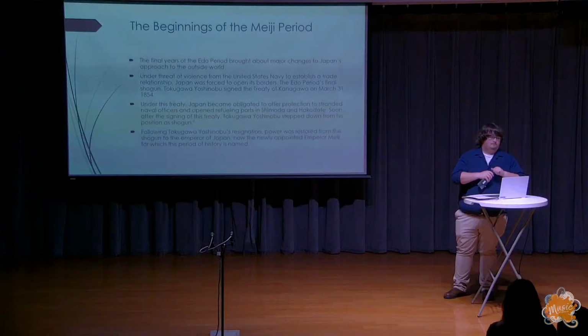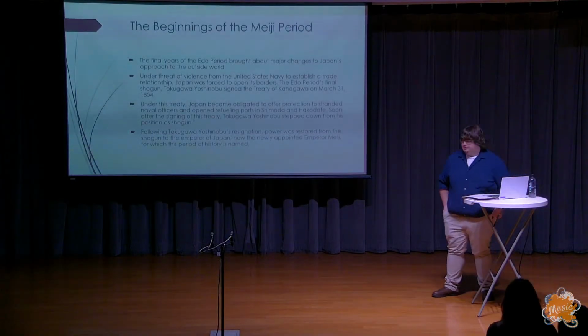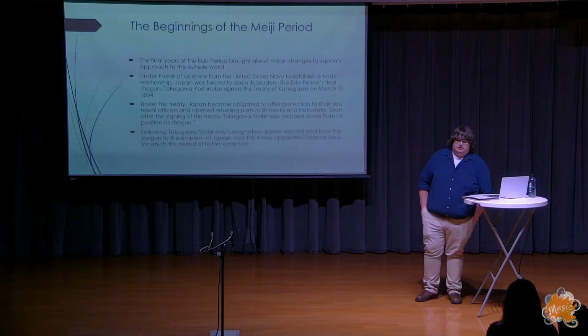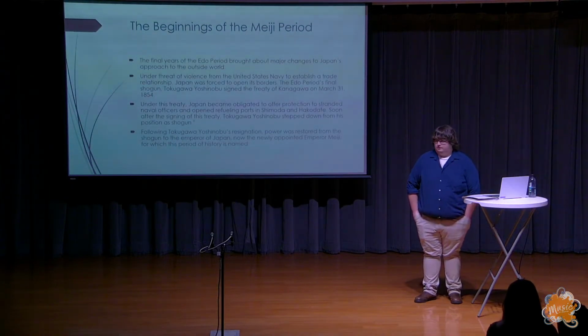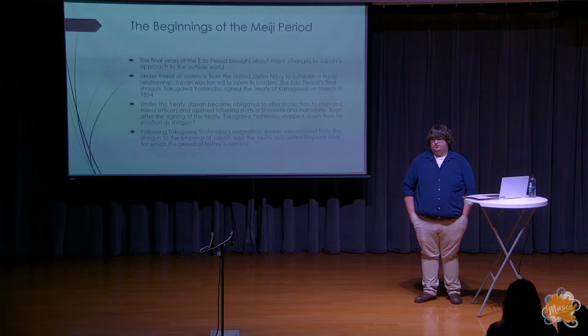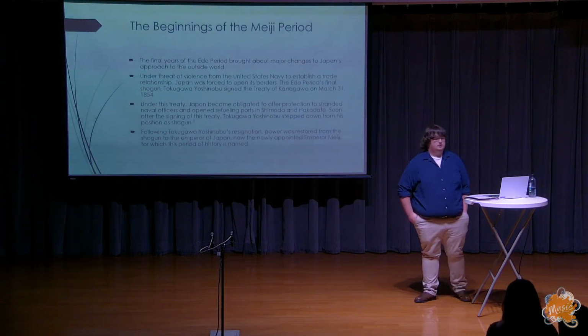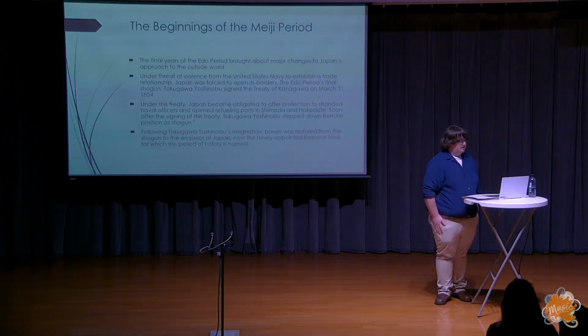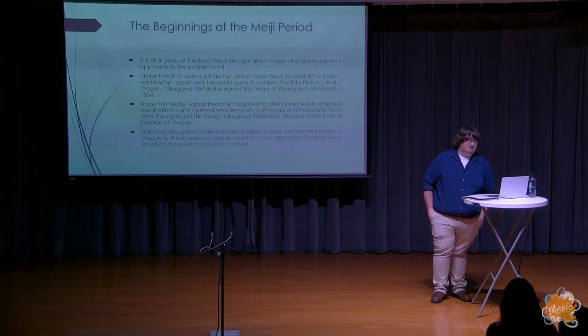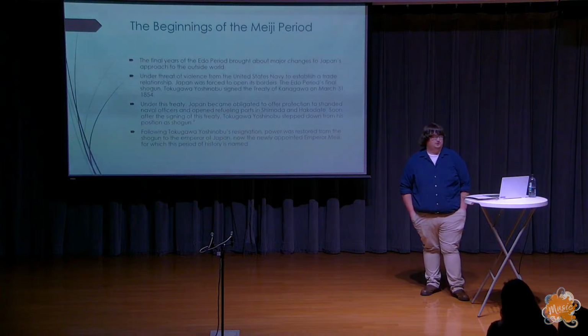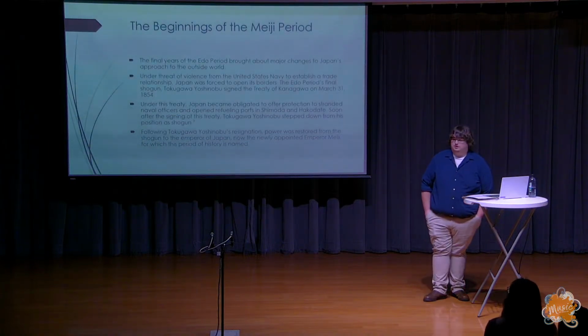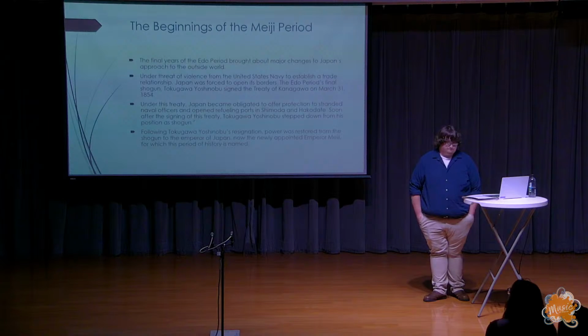We see some major changes coming out of the Edo period. Under threat of violence from the United States Navy under Commodore Matthew Perry, not the one from Friends. It's way too long ago in the past for that to be the one from Friends. I know what you're thinking. Under threat of violence from the Navy to establish a trade relationship, Japan was forced to open its borders.